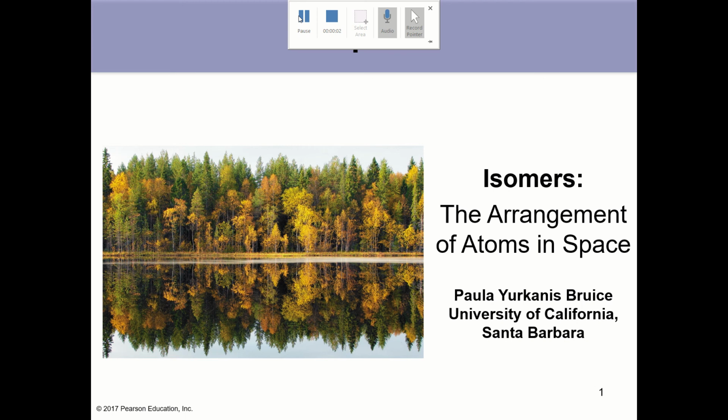Isomers and the arrangements of atoms in space. This is chapter 4, and I highly recommend that you have access to your model kits for this chapter. Build the molecule, look at how it's arranged in space. Don't just trust the three-dimensional images drawn on the slide.